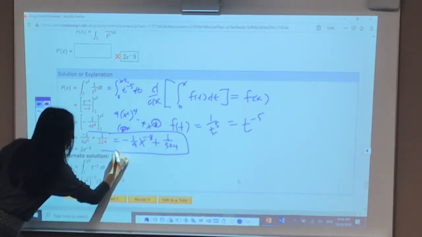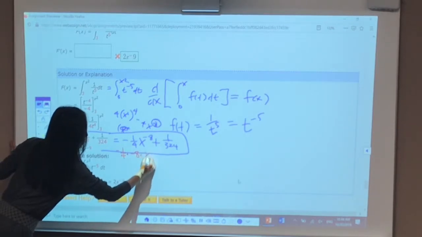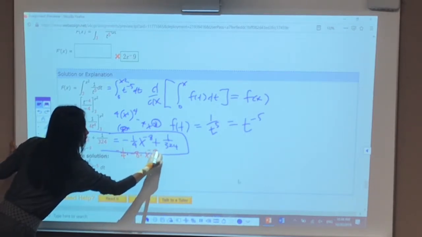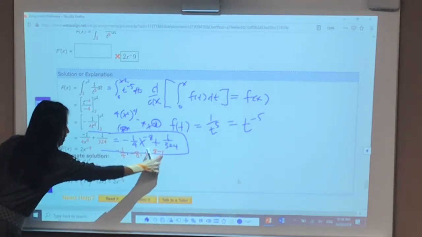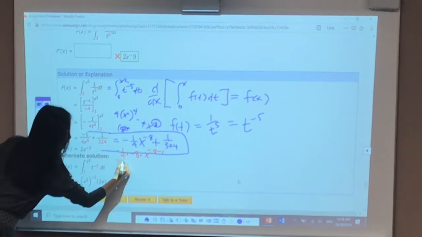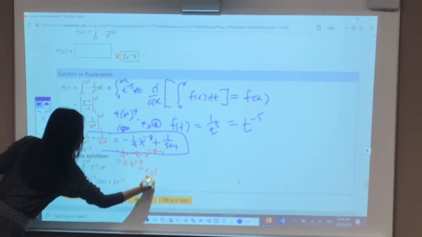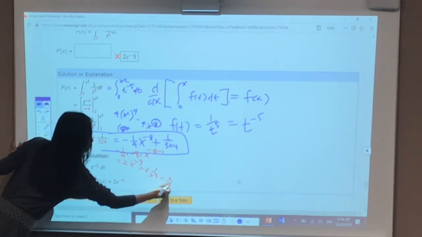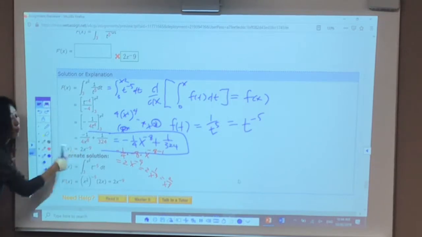Which is negative 1/4 times negative 8 times x to the what? One less power. So how many power is that? 9 power. And you multiply this together, what do you get? 2x to the negative 9, which is the same as 2 over x to the 9. That's what you have here. It's a long way, very long way.